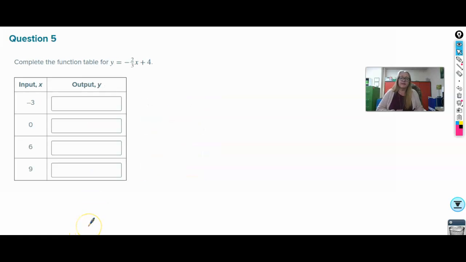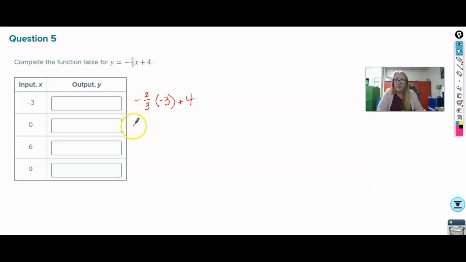This one's a little tricky. It's got a fraction in it, but they've done you a solid because each one of these inputs will result in a whole number, not a fractional number. So you're going to go negative 2/3 times negative 3 plus 4.